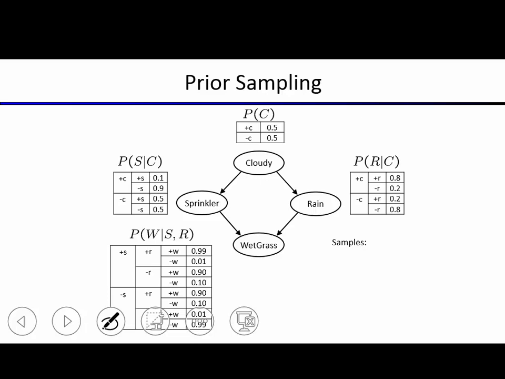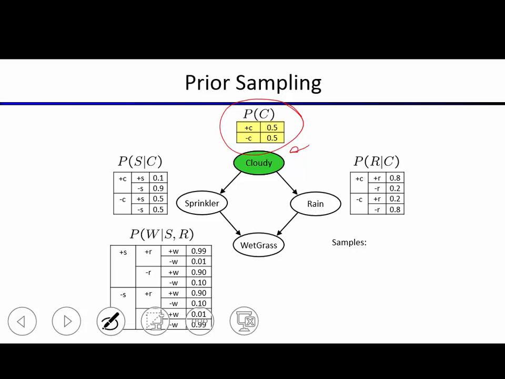We could say, well, as a first step, let's sample from the distribution for cloudy. And we have the distribution right here. We would sample this number U between 0 and 1, translate that into plus C or negative C. So that's our first distribution we sample from. We know how to do that. Let's say we got plus C. Then we can move on to the next variable.